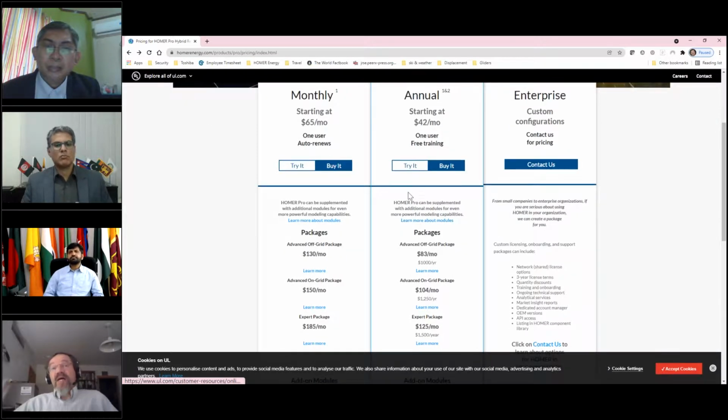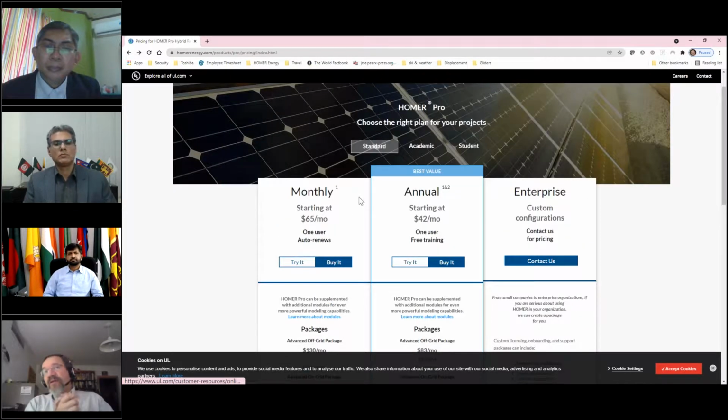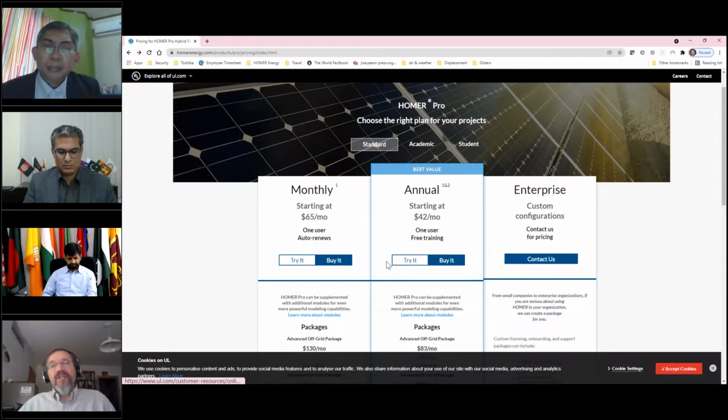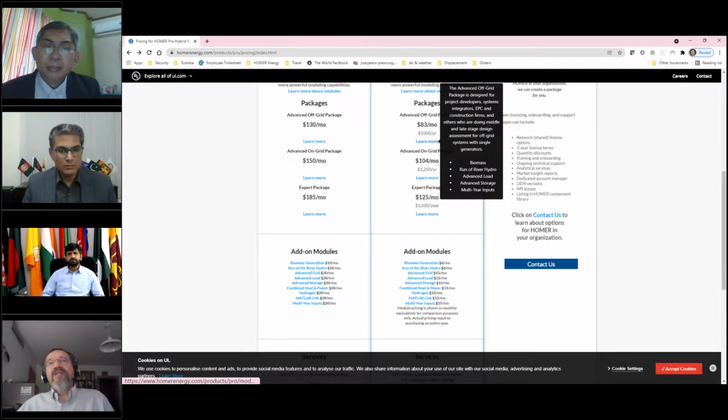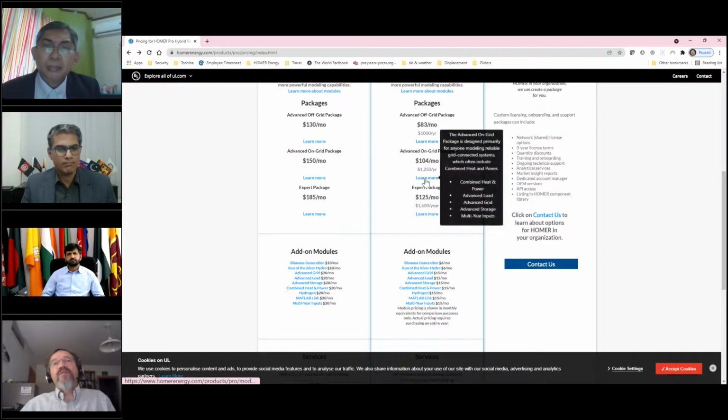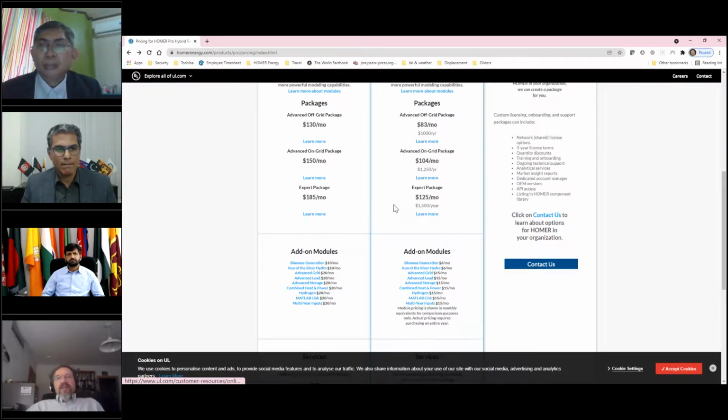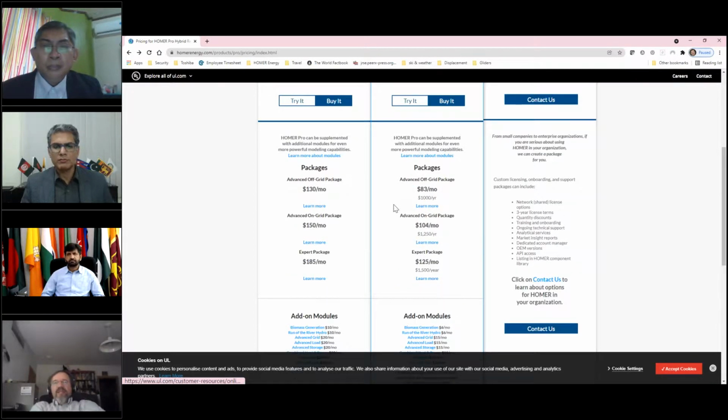Anyway, this is how you download it. The base package is $500 a year. And then there are upgraded packages with these different modules here. For example, the MATLAB link costs a little extra, and these packages have multiple modules depending on which package you want. So there's a lot of flexibility here on the pricing.